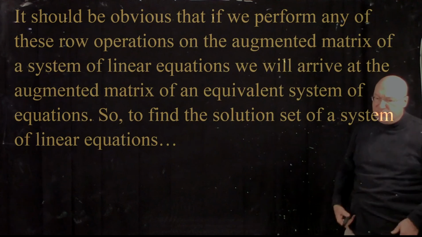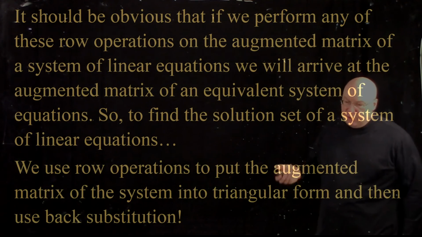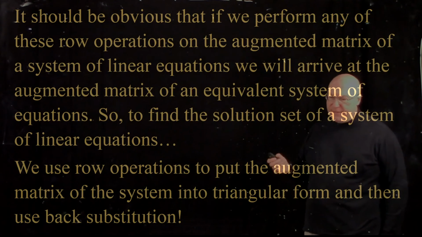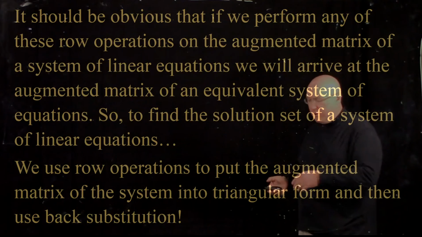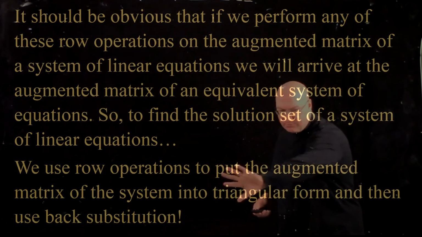So to find the solution set of a system of linear equations, here's the big thing. Use row operations to put the augmented matrix into triangular form and then use back substitution, which is what I've already been saying. But that, in a nutshell, right here is what we're going to do.